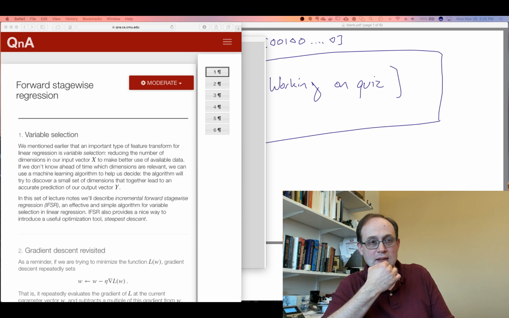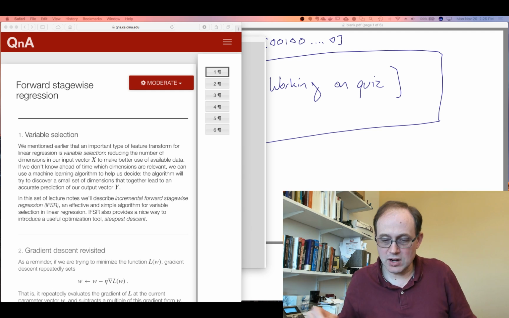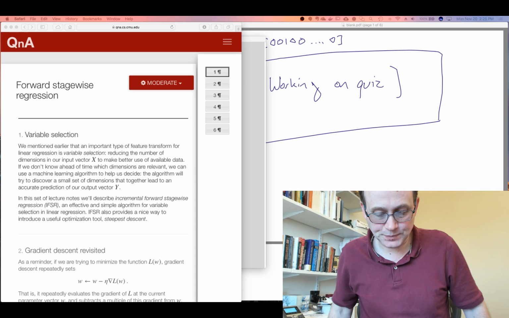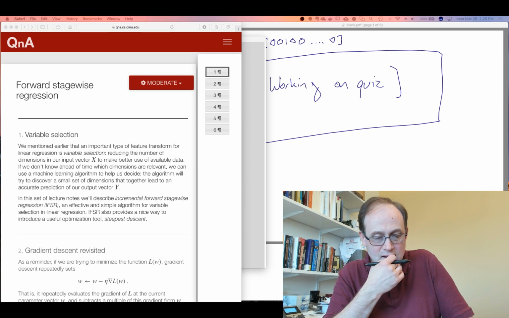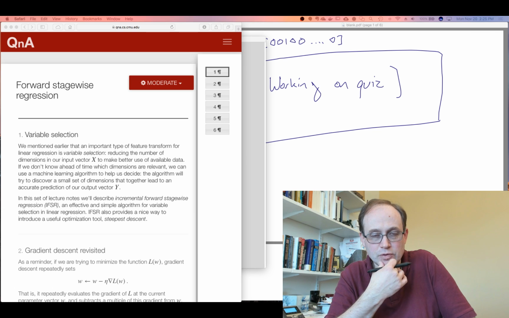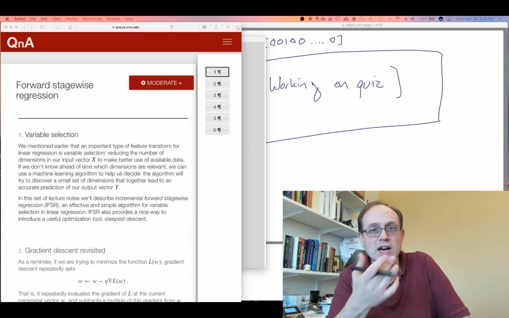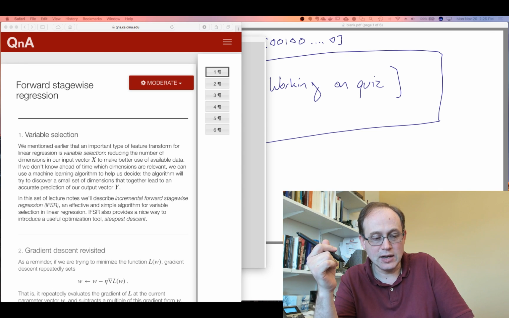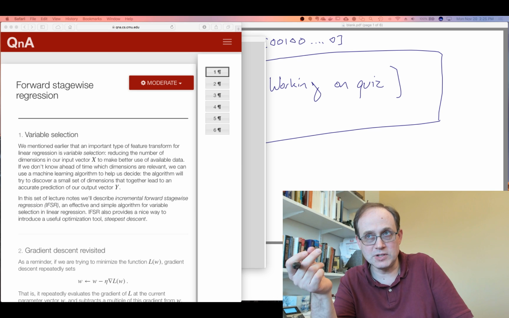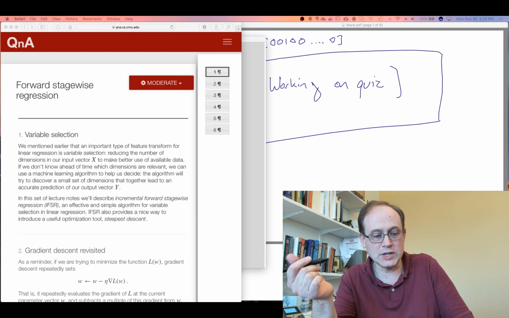The next thing that I wanted to talk about was variable selection. There's a nice algorithm for variable selection that uses a lot of what we've been talking about, so I wanted to go ahead and describe that. The algorithm is called forward stage-wise regression, or more specifically, incremental forward stage-wise regression.